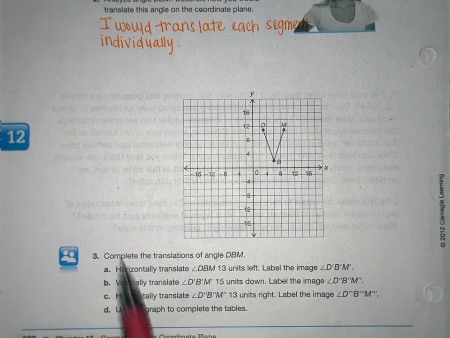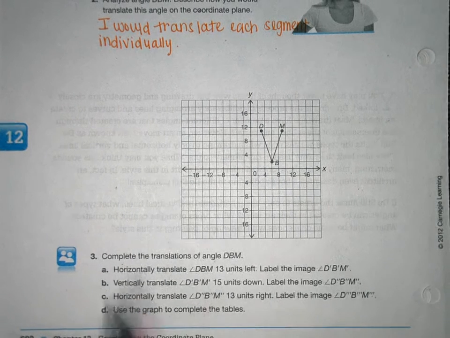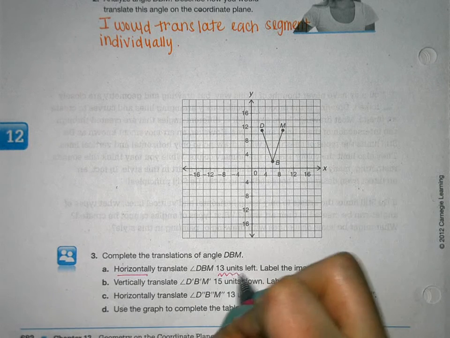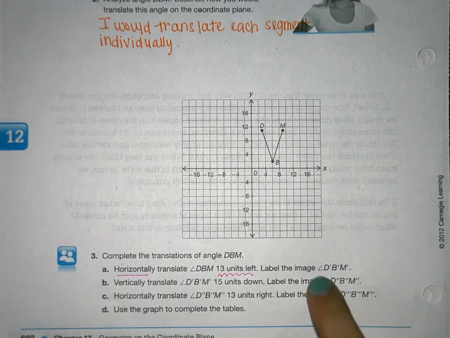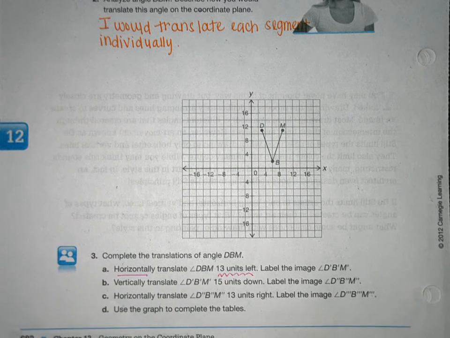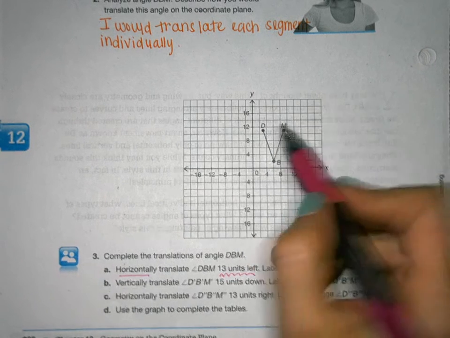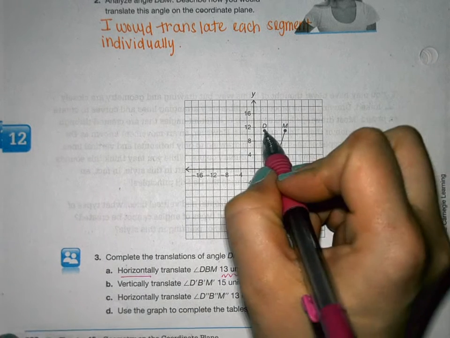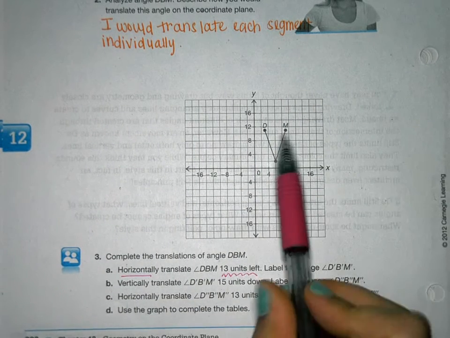So let's do problem number 3. We want to horizontally translate angle DBM 13 units to the left, and then we're going to label it angle D prime, B prime, M prime. So to do that, I'm going to move each individual endpoint 13 units to the left. So let's do endpoint D first.